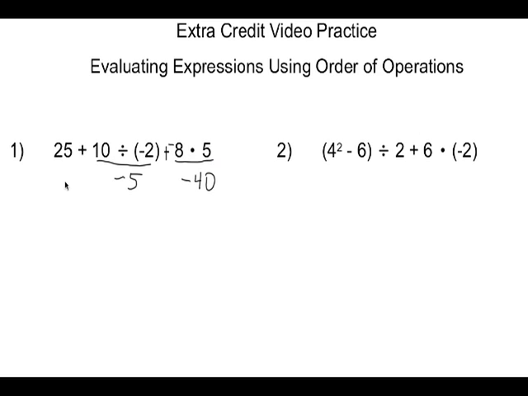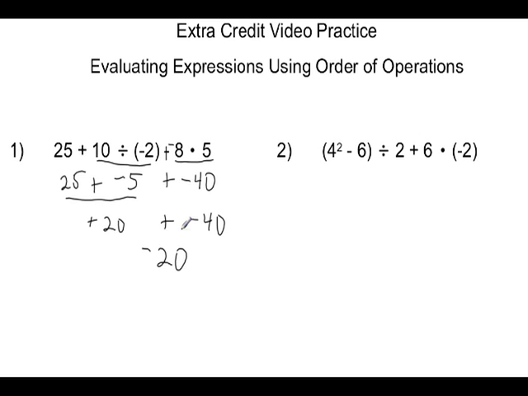And I rewrite 25 plus negative 5 plus that negative 40. I'm only left with addition, so I go left to right. So 25 plus negative 5, take the sign of the bigger number and subtract. So that's positive 20 plus negative 40. Okay, positive plus a negative, I take the sign of the bigger number, negative, and I subtract. So that's negative 20. Fairly easy problem.